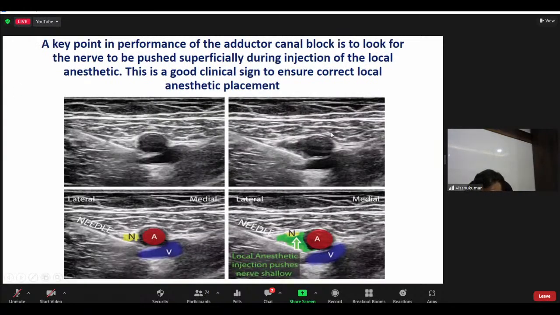So see here. Once we cross the vasoadductor membrane, you just deposit the local anesthesia, and this local anesthetic always pushes the nerve deep, and it pushes the artery lateral. So this is a good clinical sign to ensure there is correct local anesthetic spread.